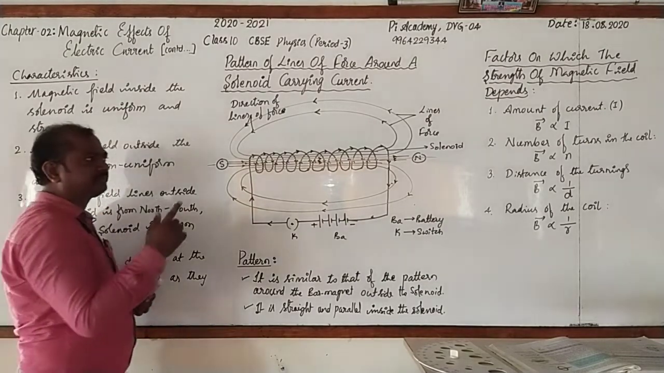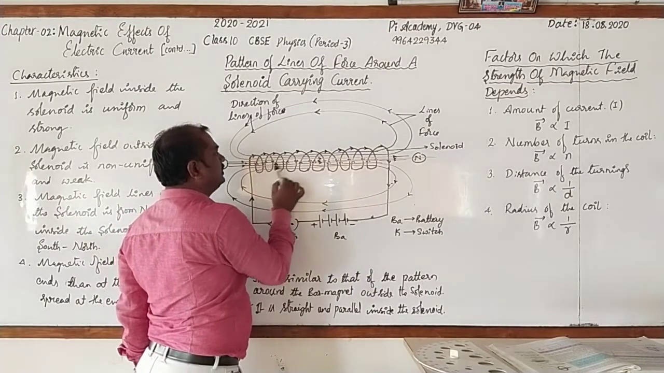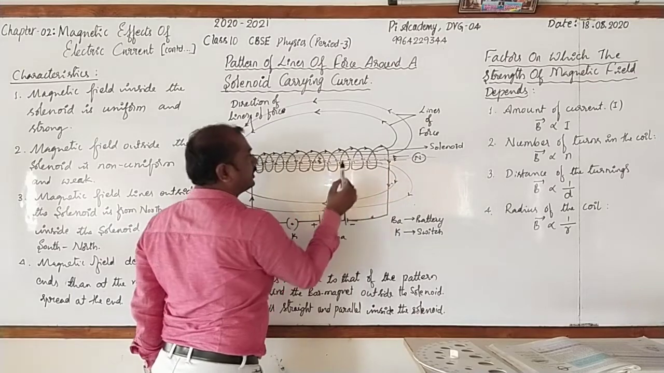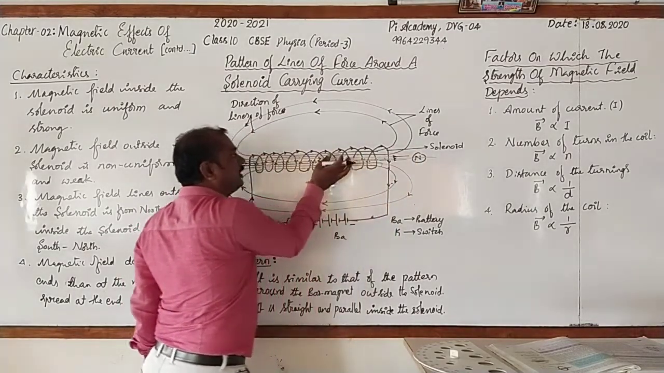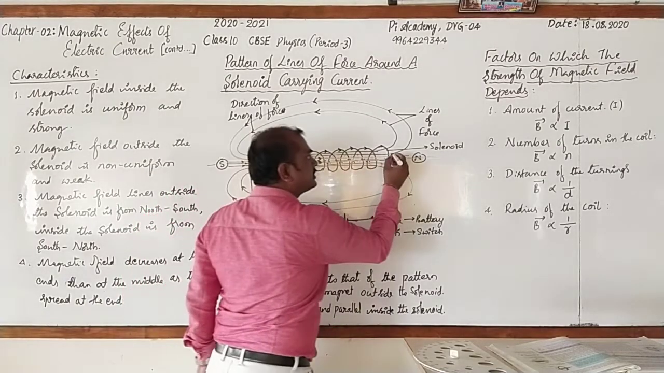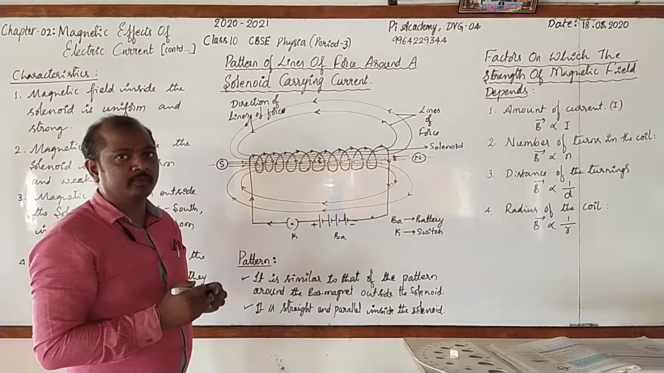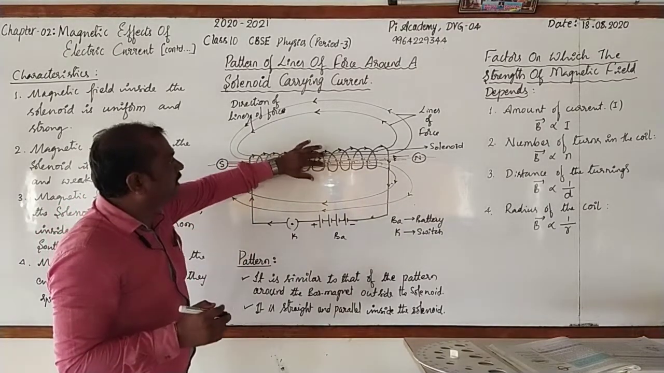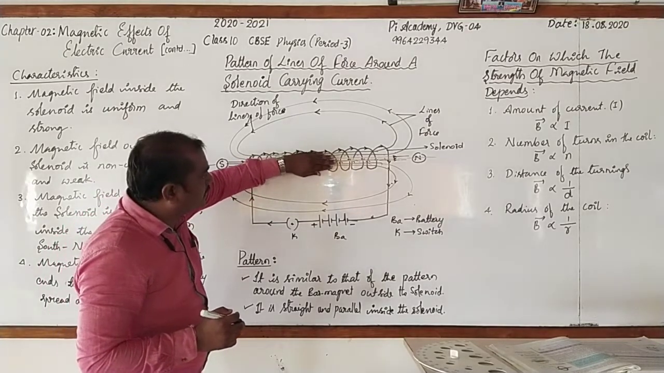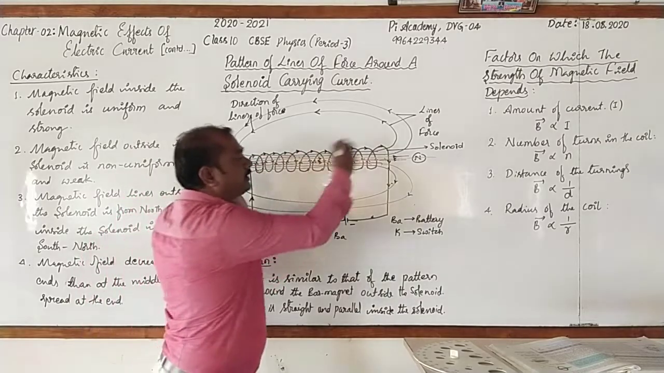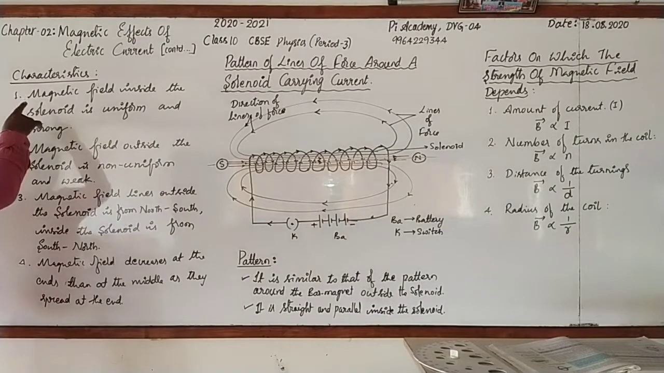And another one, the fourth point: magnetic field decreases at the ends compared to the middle, as the lines spread at the ends. Okay. Here the field strength is the same from here up to here. But at the ends, the field strength is weaker than at the middle. The reason is that here the lines of force start spreading and are not uniform. They are uniform only inside the solenoid. Hence, the stronger magnetic field exists inside, not at the ends. Did you understand? Yes, please go for copying these also.